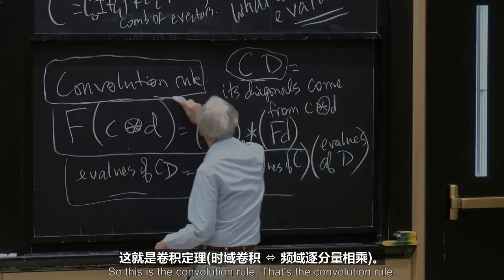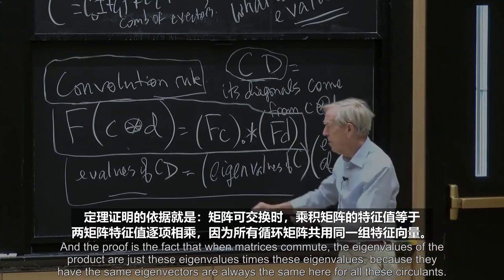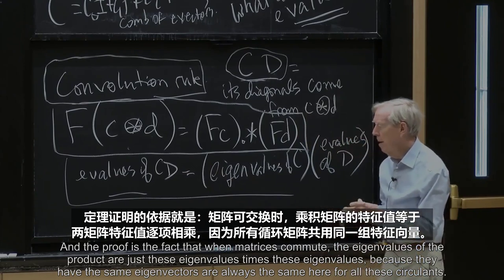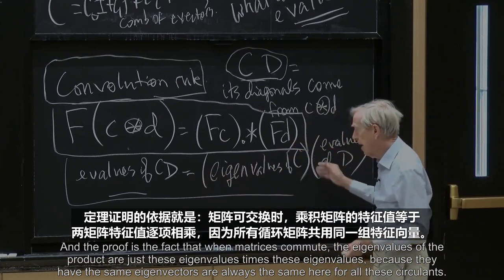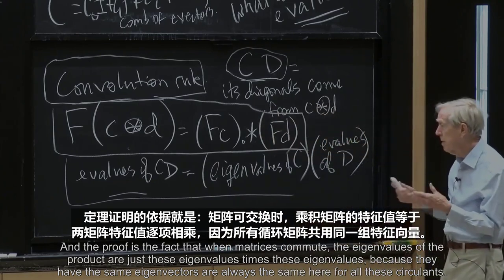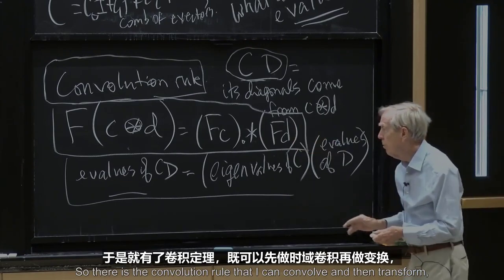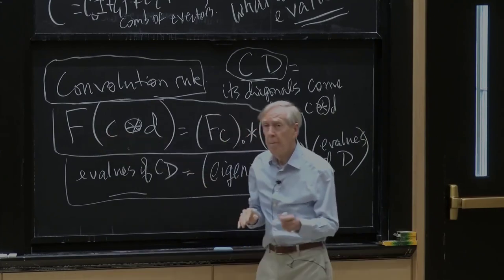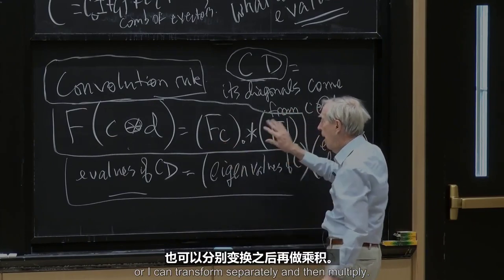That's the convolution rule. And the proof is the fact that when matrices commute, the eigenvalues of the product are just these eigenvalues times these eigenvalues, because the eigenvectors are always the same here for all these circulants. So there's the convolution rule: I can convolve and then transform, or I can transform separately and then multiply.